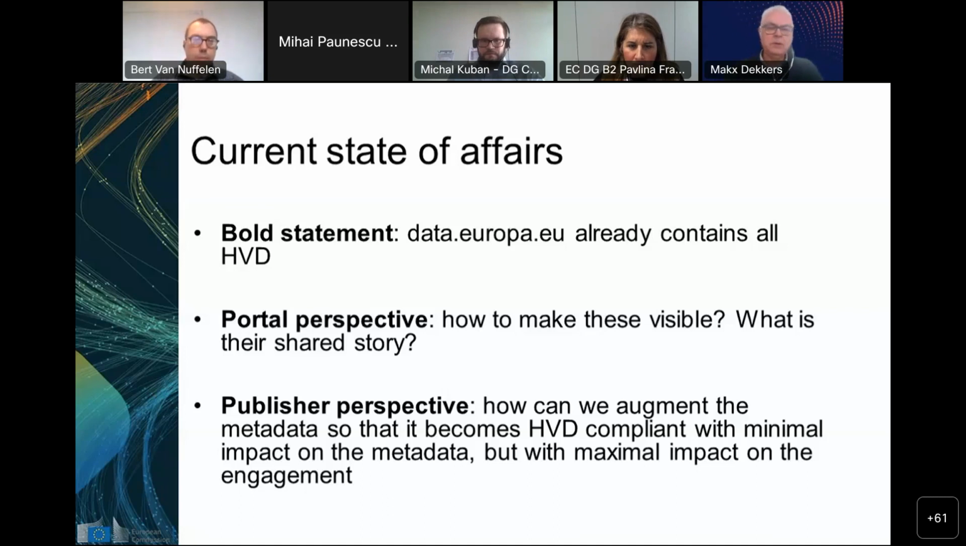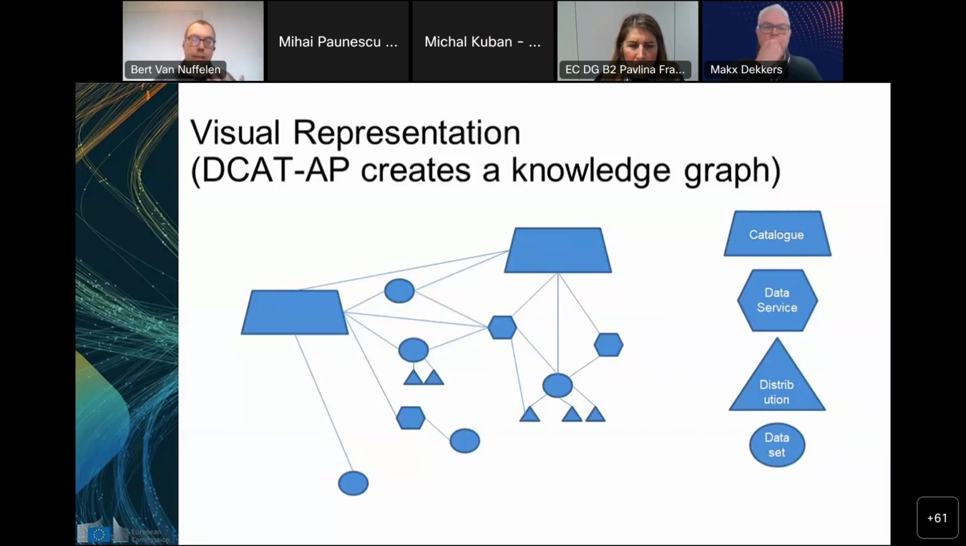Oh, okay, I think that was it. Bert, you want to continue? Okay, good. So, having said this, that is our challenge: how can we augment our current metadata to make these high-value datasets, or those in scope, visible? And I created a visual graph to show the objective of what you want to create.